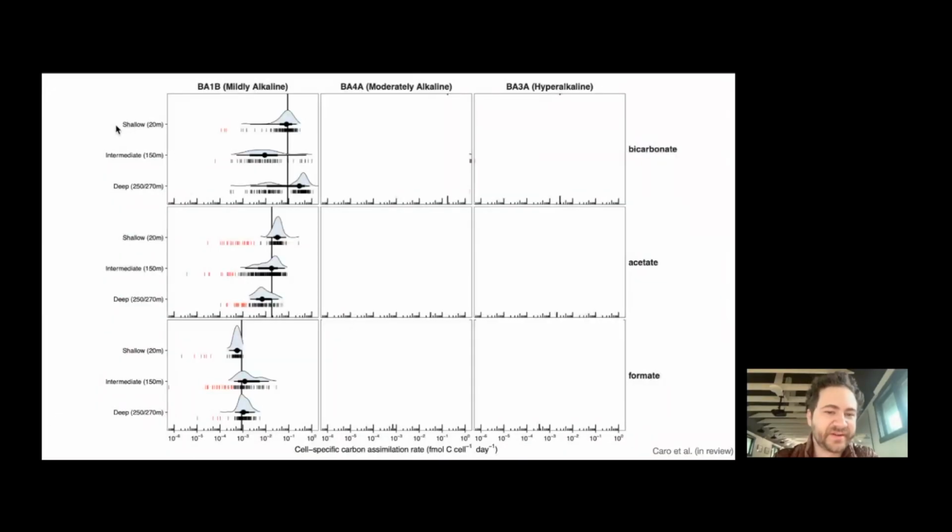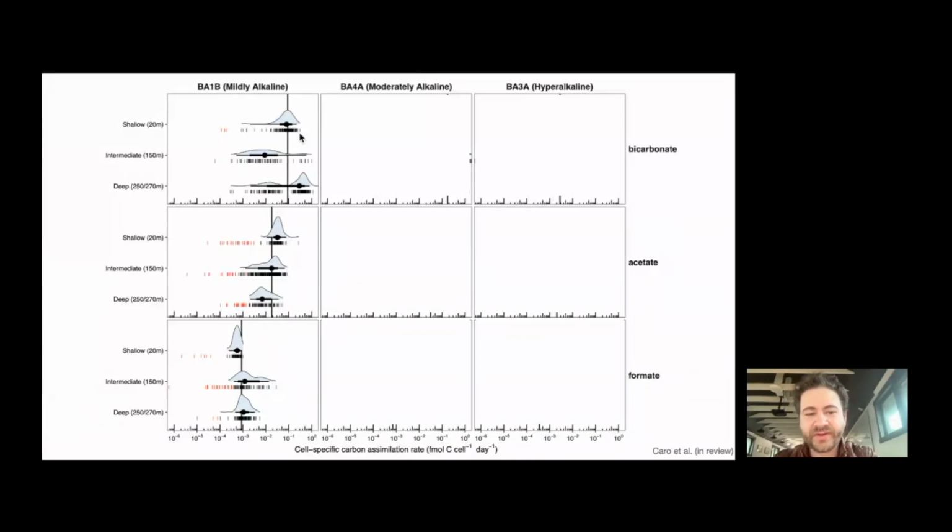So the first bit of data I'll show is from the mildly alkaline wells. Here we're looking at distributions of single cell carbon assimilation, which is what these distributions show. And each of these little dots underneath the distributions corresponds to an individual cell that we measured. Whether the dot is black or red is referring to whether the isotope label was sufficiently detected. And so you can consider the red points here as inactive cells or cells that weren't active on a time scale that we could measure.